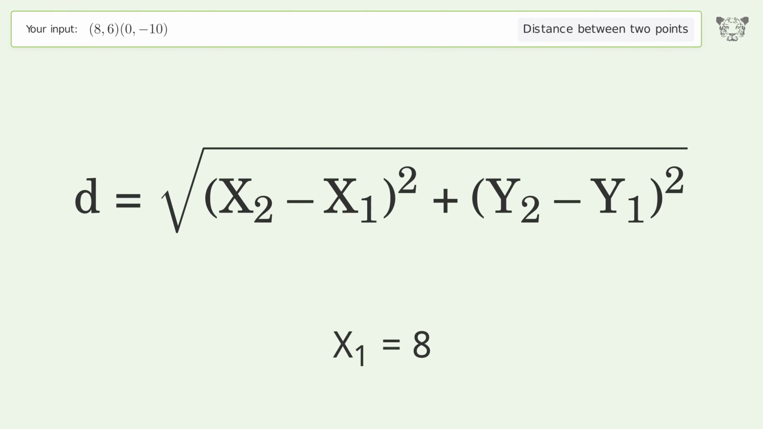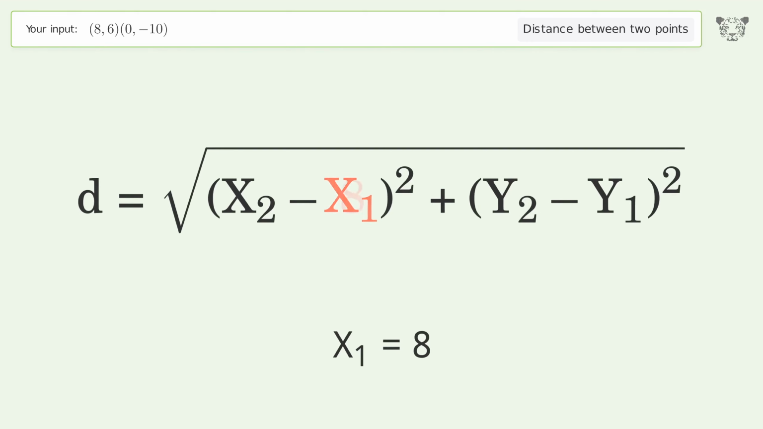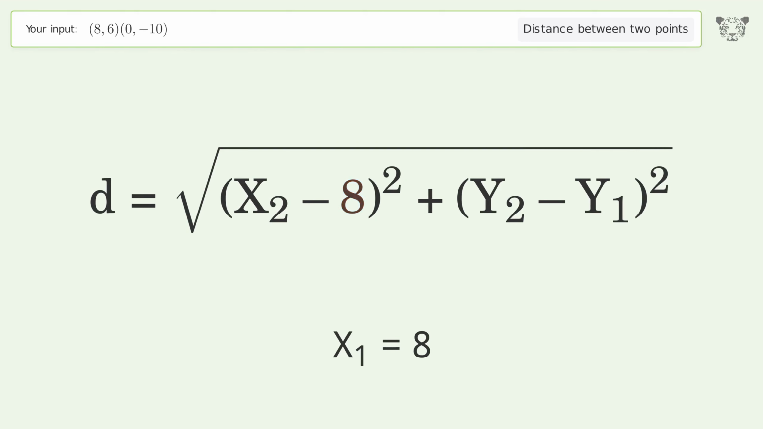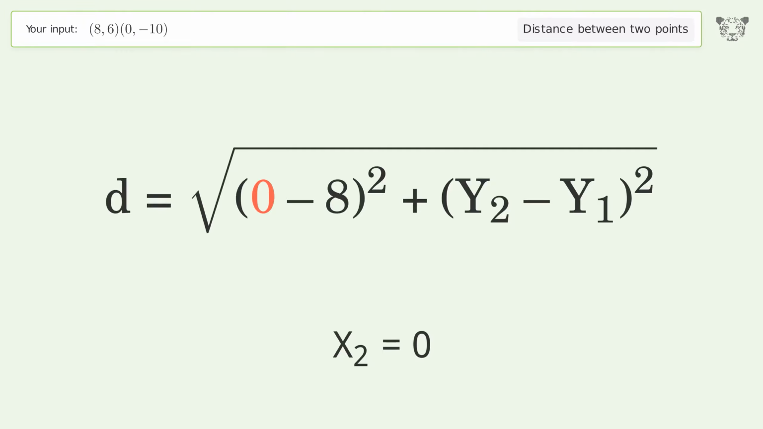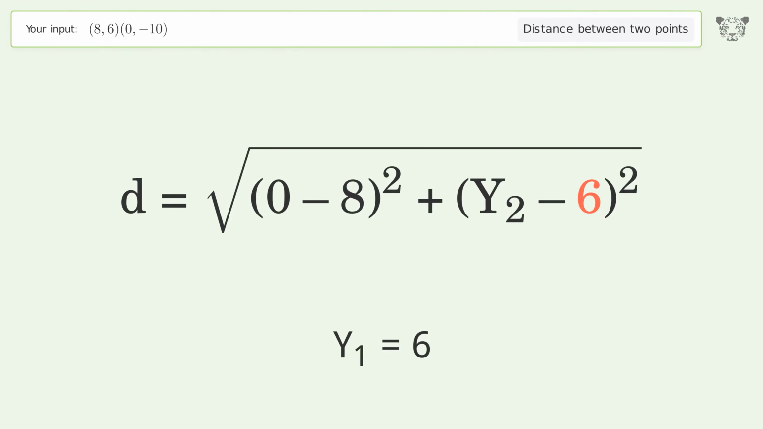x1 equals 8. x2 equals 0. y1 equals 6. y2 equals -10.